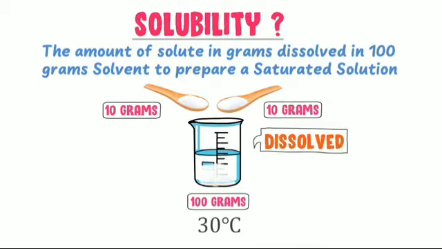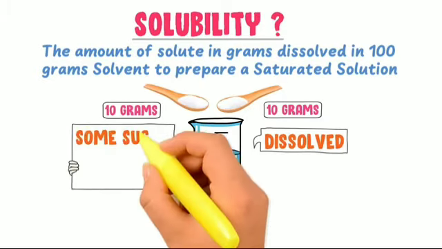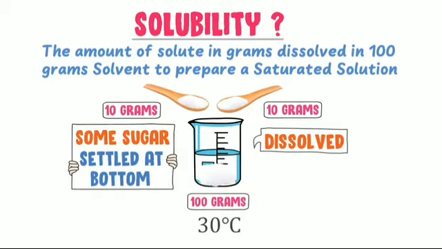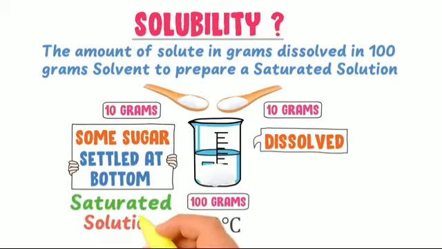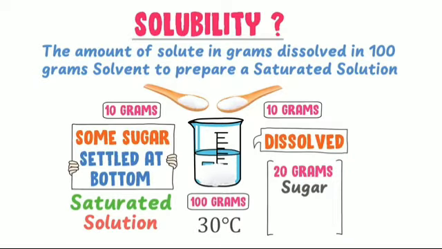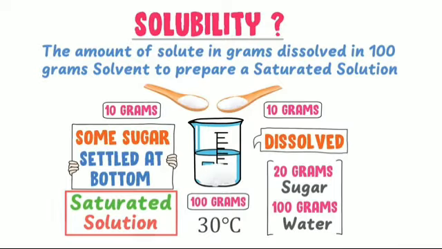Students, today's topic is solubility. Usually there is a limit to the amount of solute that can be dissolved in a given amount of solvent at a given temperature. When this limit is reached, we have a saturated solution and any excess solute that is added simply resides at the bottom of the solution.